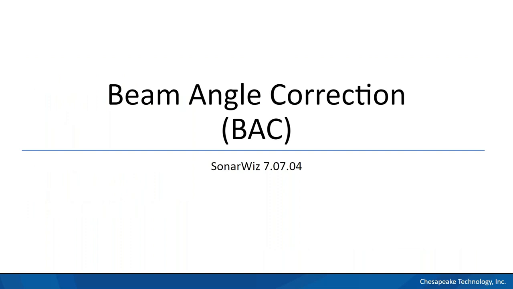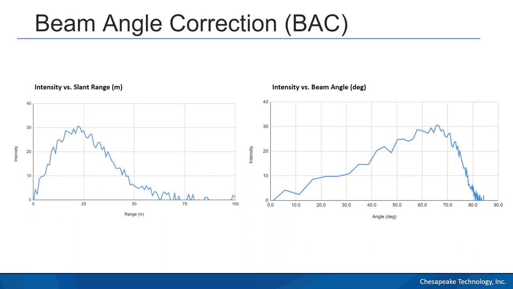Beam angle correction. Now, beam angle correction is the first one of the algorithms we've talked about that works in angular space instead of range. So here is our simulated data on the left. This is the same plot we've been looking at over and over again. So we've got intensity versus range.